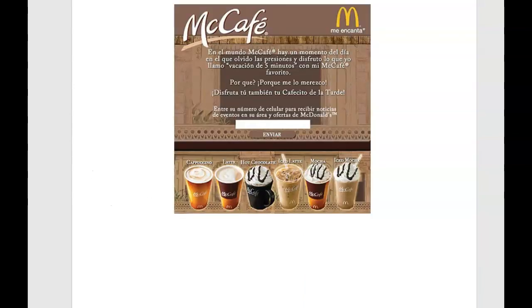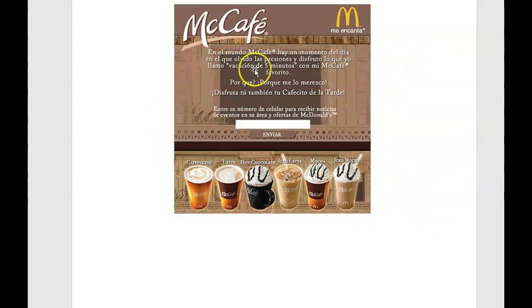Here is an example of this McAfee, one of the first text message campaigns directed to Latinos about 8 years ago, when McAfee was expanded into other McDonald's. This was one of the campaigns that was geared towards Latinos so that they could enter their cell phone and then receive notices. But I want you to pay close attention here, because there are some major grammatical mistakes in this ad.